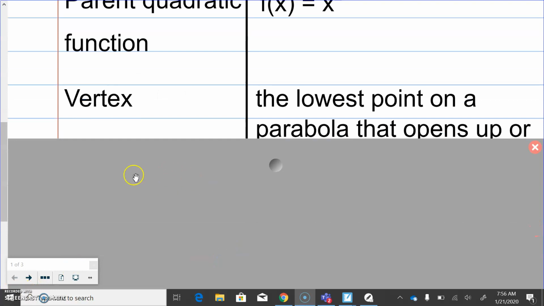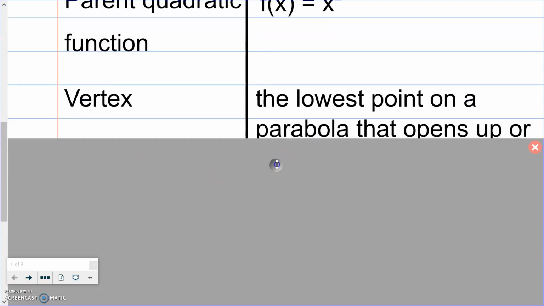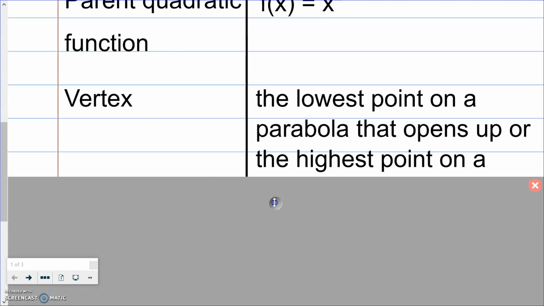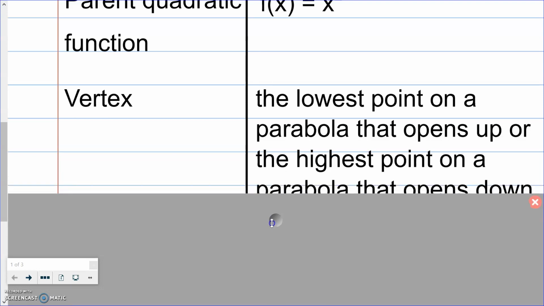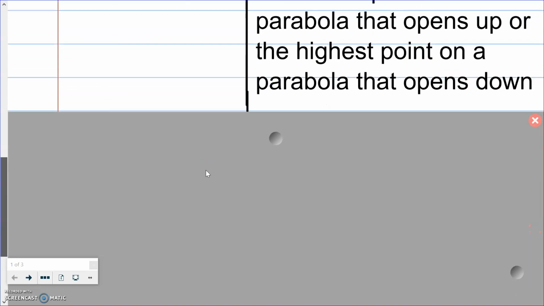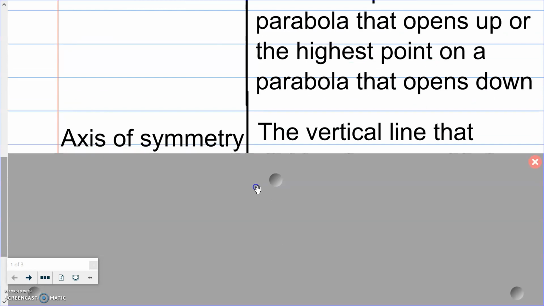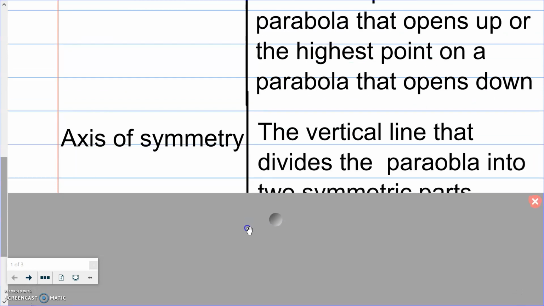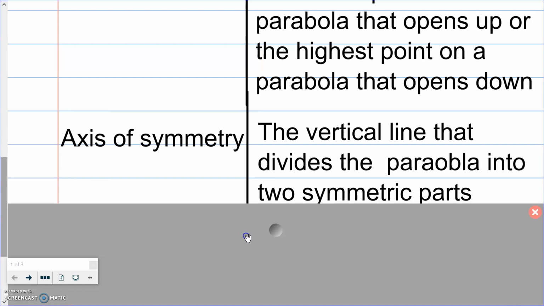Our next definition is the vertex. It is the lowest point on a parabola that opens up, or the highest point on a parabola that opens down. When we have the U shape, if it's facing up, it is the lowest point. If it's facing down, it is the highest point. Our next definition is the axis of symmetry. It is the vertical line that divides the parabola into two symmetric parts.